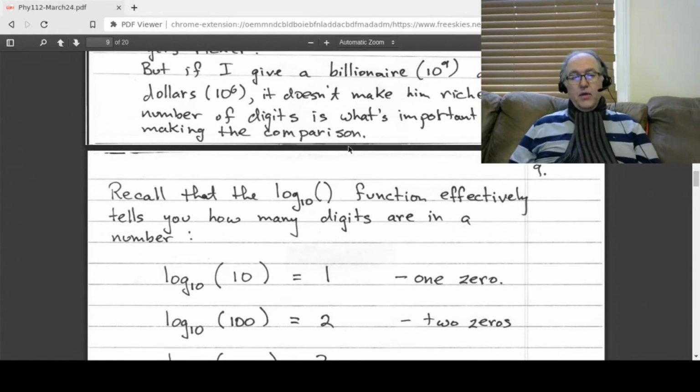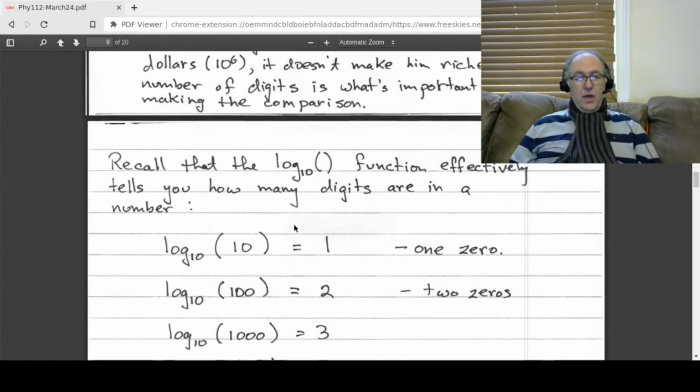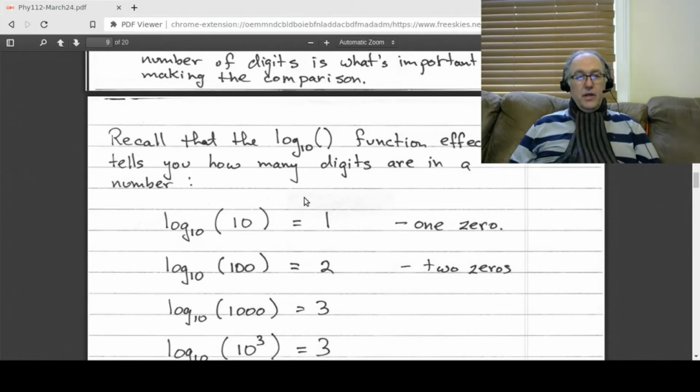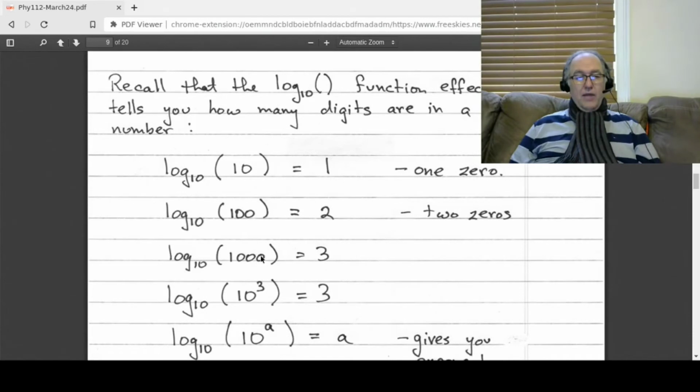If we take a look here, log of 10 is just equal to 1. Now log of 100 is equal to 2. And log of 1,000 is equal to 3. So what is the log function doing? It's basically counting the number of zeros you have. If you have a 1 followed by 1 zero, you get 1. If you have 1 followed by 2 zeros, you get 2. A 1 followed by 3 zeros, you get 3, and so on.